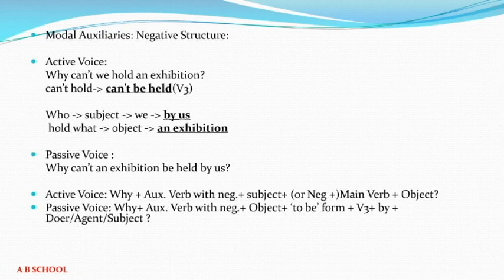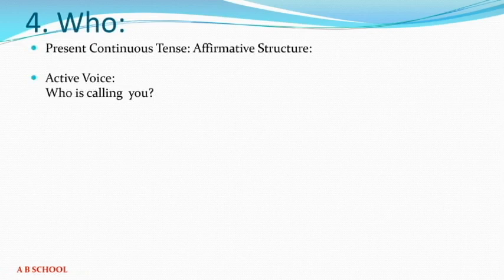Then the next one is who. The fourth word in the WH series is who. Present continuous tense affirmative structure is going to be dealt with here, and the active voice sentence reflecting before your eyes is who is calling you. Okay, who is calling you.